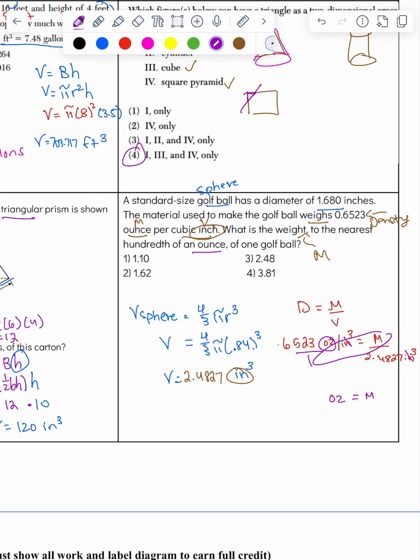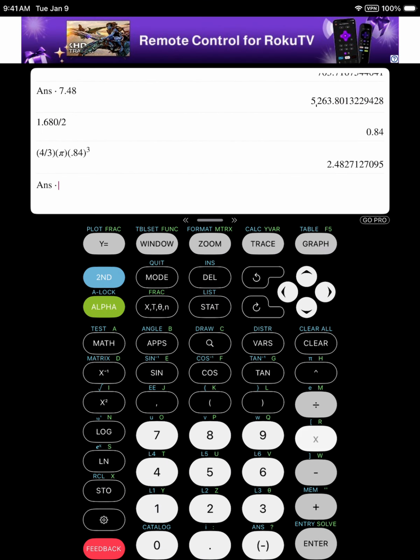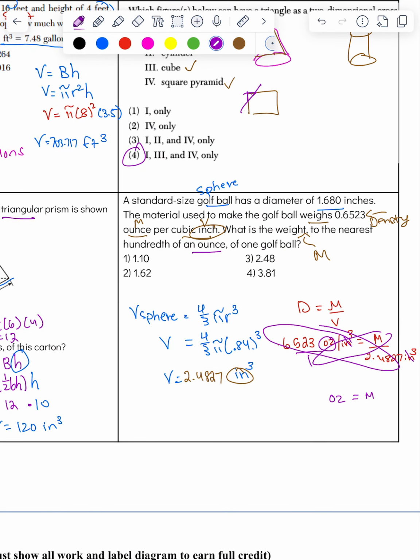We can cross multiply. M is equal to, let's multiply these together. So I'm going to multiply by 0.6523. And that's approximately 1.619. And that to the nearest hundredth is approximately 1.62.